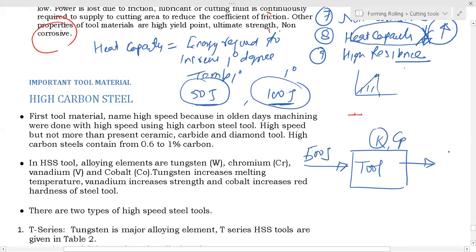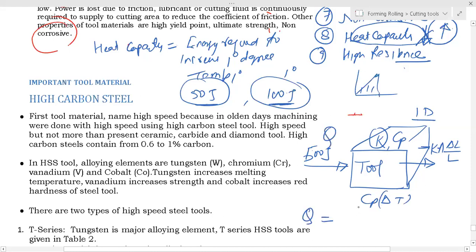Because of the thermal conductivity, the heat will be transferred, right? So it's a simple model you make of the tool material. You take only 1D heat conduction, so K A delta T by L. This is your thermal conductivity term, and then Cp delta T. So this heat Q will be from energy in Cp delta T, that is T final minus T initial, plus K A delta T, that is T final minus T initial, by L.